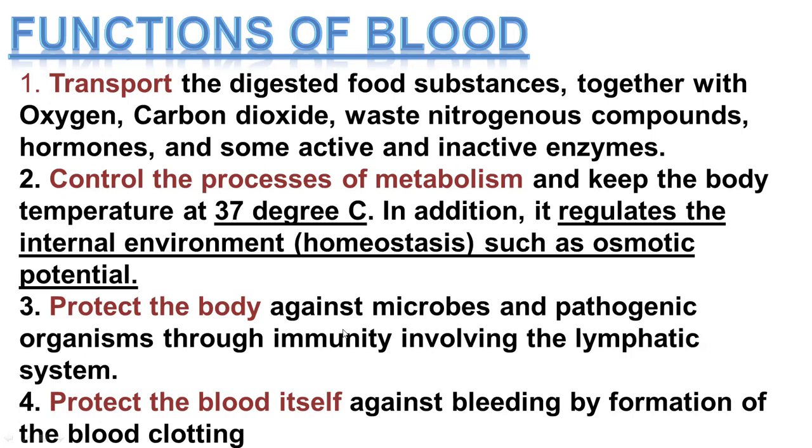Number 2, control process of metabolism. Without the enzymes, without its temperature, without its pH, the metabolism will stop. So it regulates the internal environment or homeostasis, such as osmotic potential. Number 3, protect the body against microbes by white blood cells and pathogenic organisms through immunity involving the lymphatic system. Number 4, protect the blood itself against bleeding by formation of blood clotting.